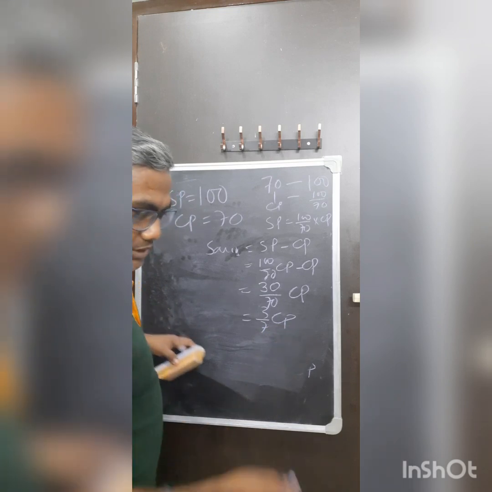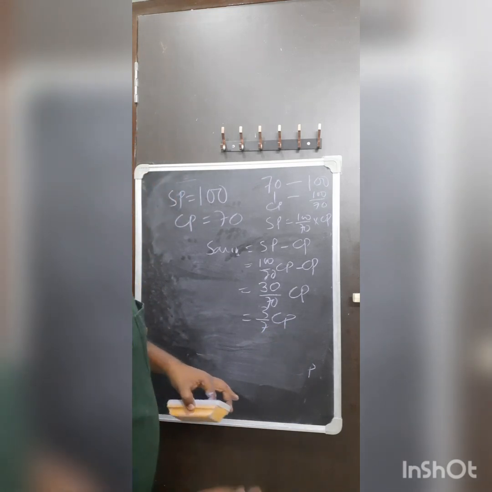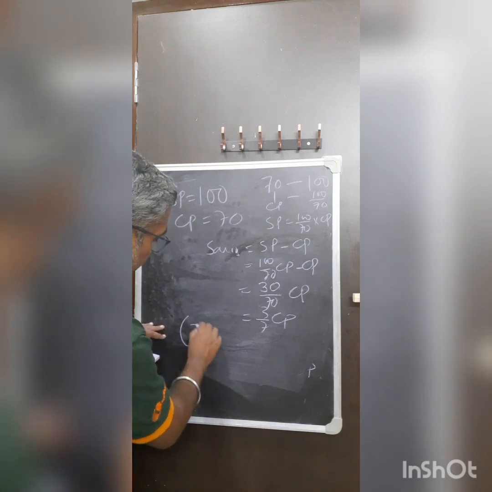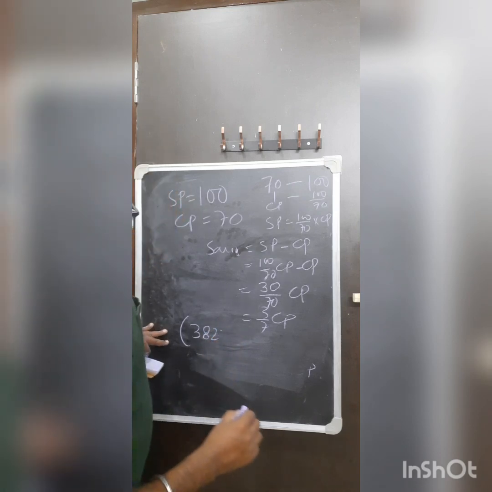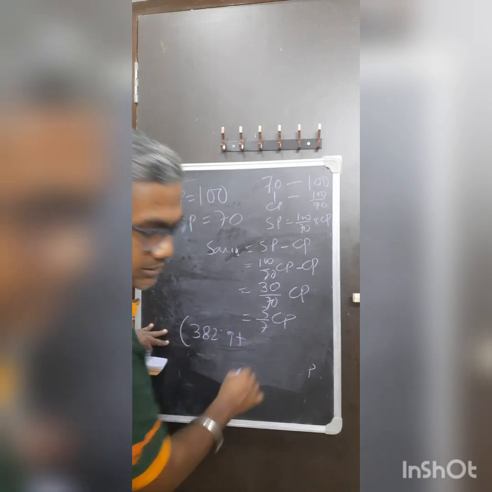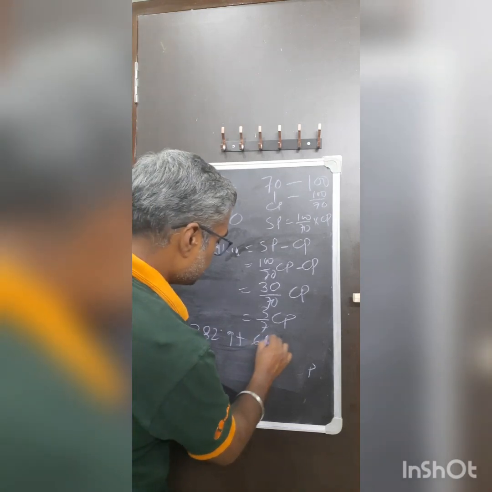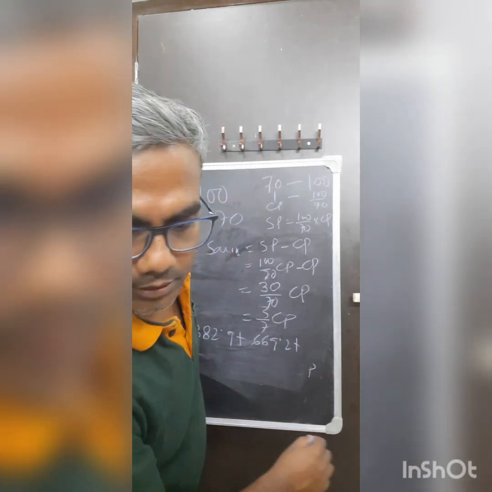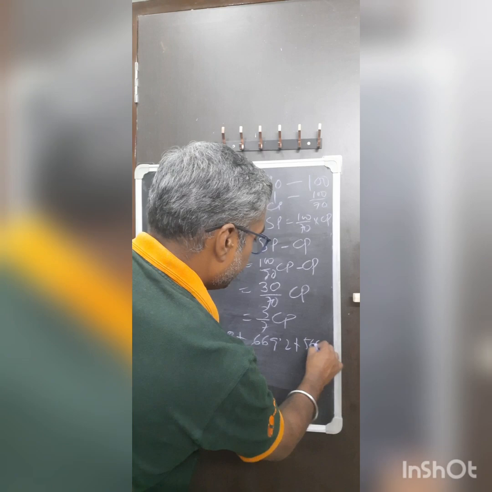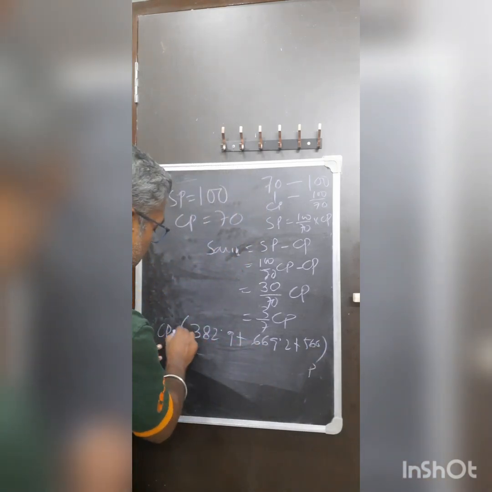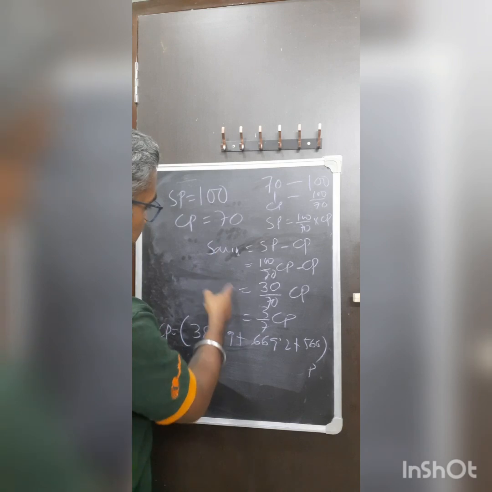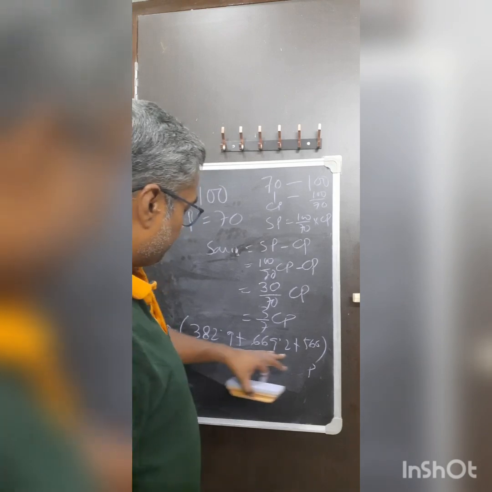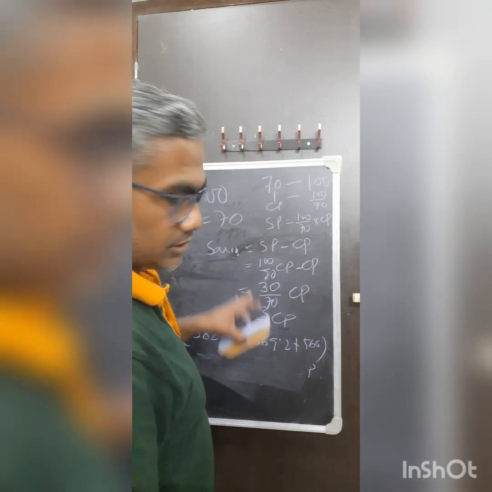If I calculate the cost price from the given question, the first one is if I add all these three: 382.9 plus 669.2 plus 560. If I add, this will give the total cost price. Now if I put it in this equation, I straightaway find the saving. So I leave the calculation to you. You can do it at home and you will get the answer accordingly.